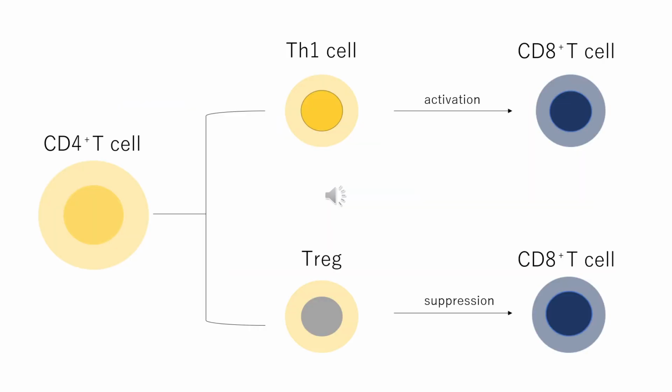Next, about CD4 positive T cells. There are several types of CD4 positive T cells. Among them, Th1 cells have the function of activating CD8 positive T cells and have an anti-tumor effect. However, Treg has the function of suppressing CD8 positive T cells, so it has a positive effect on cancer.